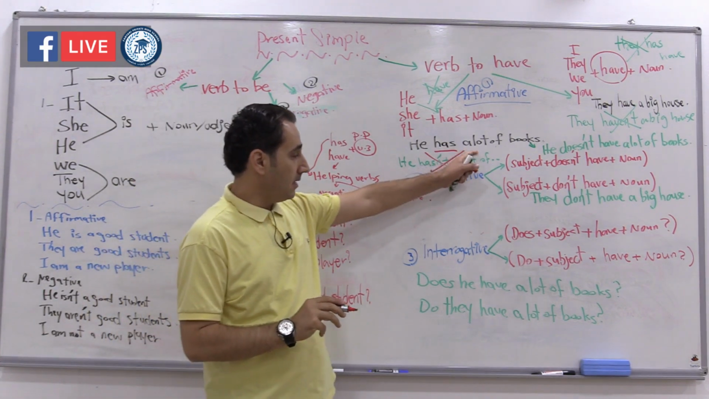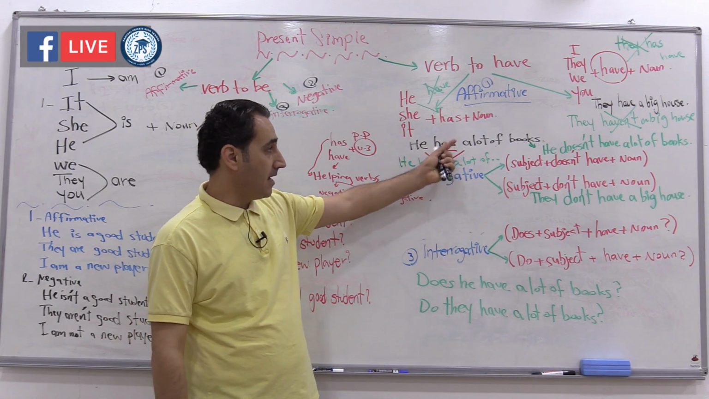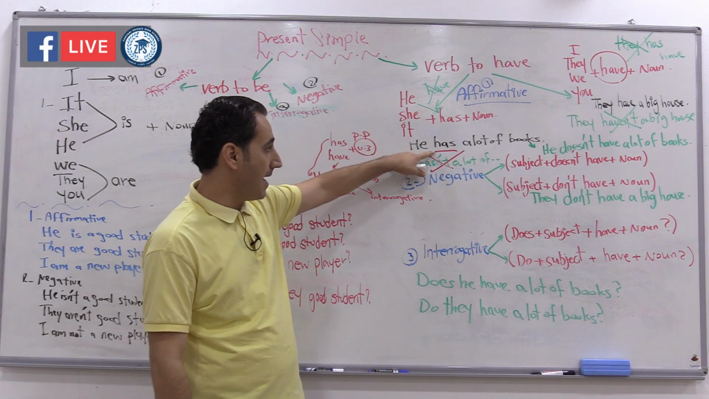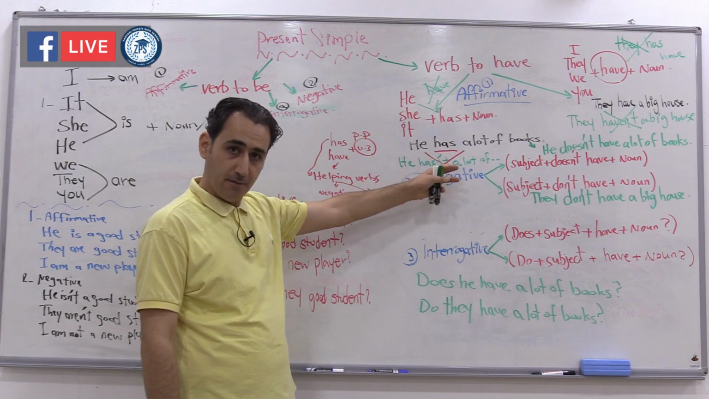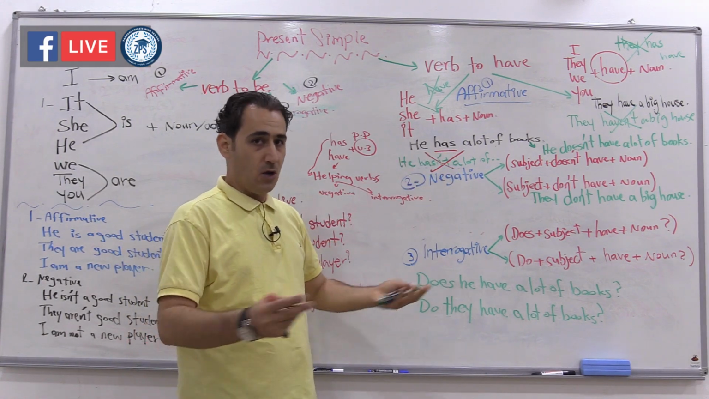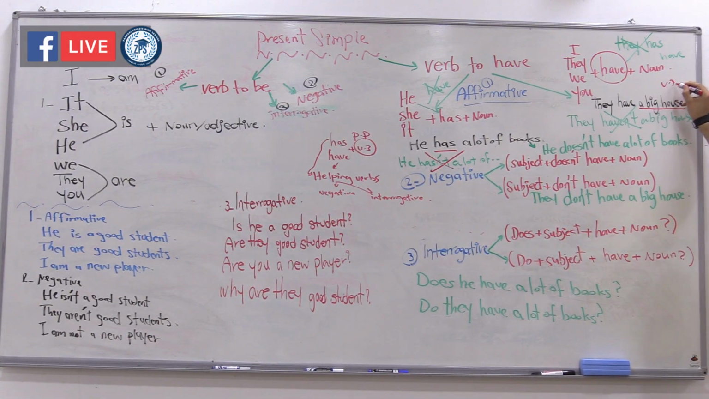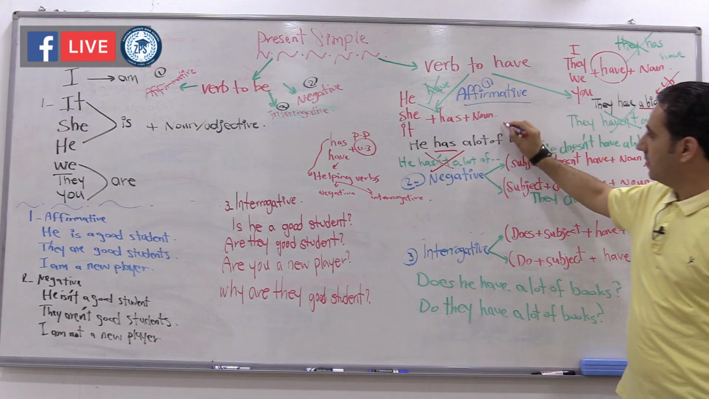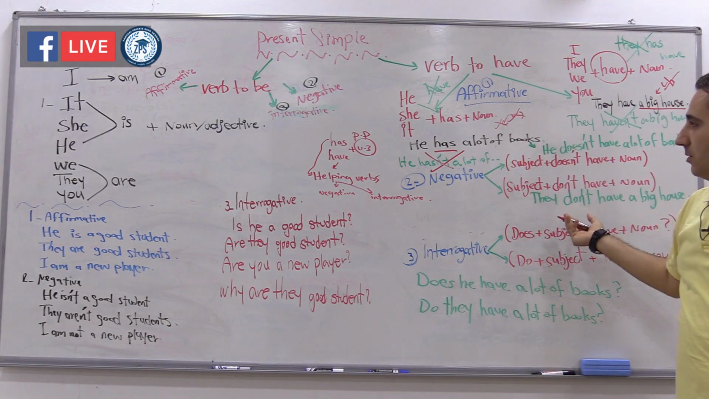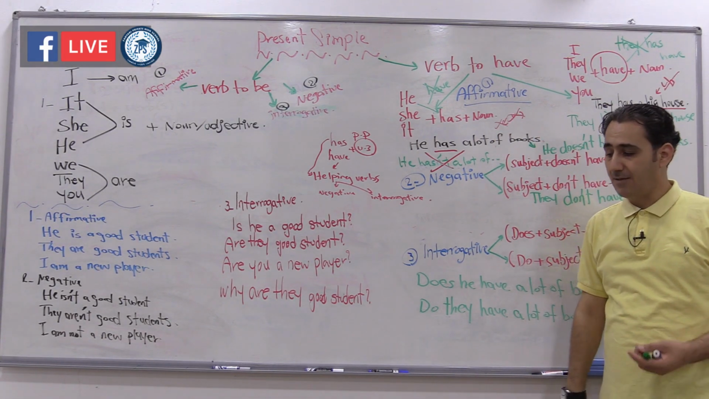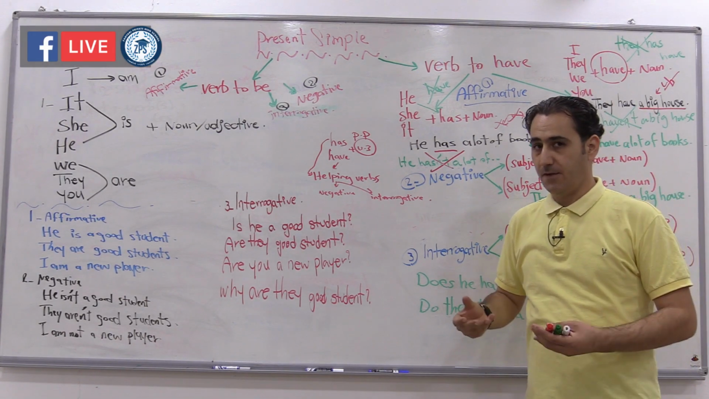But is there any PP form after has and have in this sentence? Example, he has a lot of books. Can you find any PP after has here? Very good. No, there is no PP. No verb 3. They have a big house. Is there any verb 3? No. Is there any verb 3? No, there is no verb 3. So if there isn't any verb 3 after has and have, then has and have are main verbs.